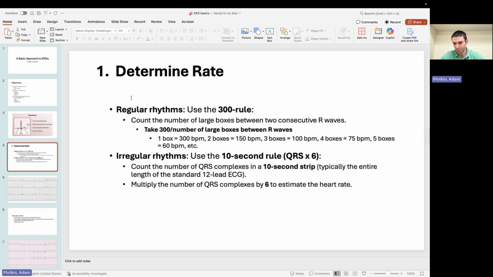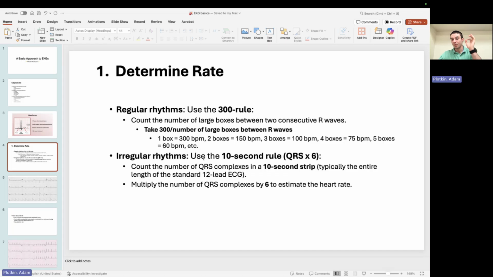First thing we do: determine the rate. If it's regular, meaning the R intervals, which I'll show you in a second, the R to R to R is coming at a regular beat, we can use the 300 rule. All we do is take 300 and divide it by the number of large boxes between the R waves. If it's an irregular rhythm, then you can't use that rule, because R's are coming at random intervals, so we can't use 300 divided by the number of big boxes in between R's.